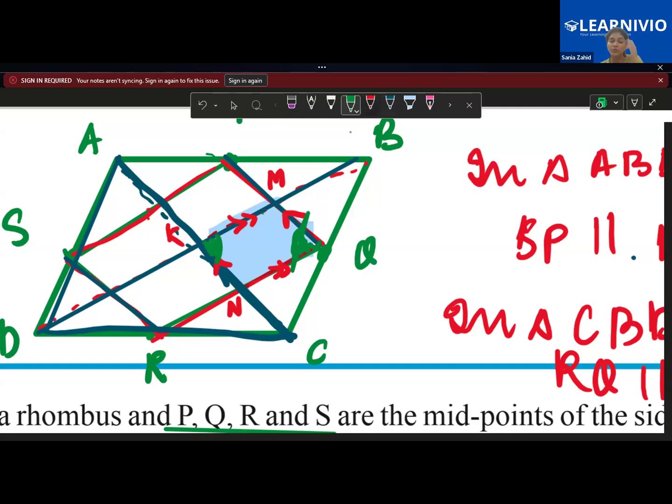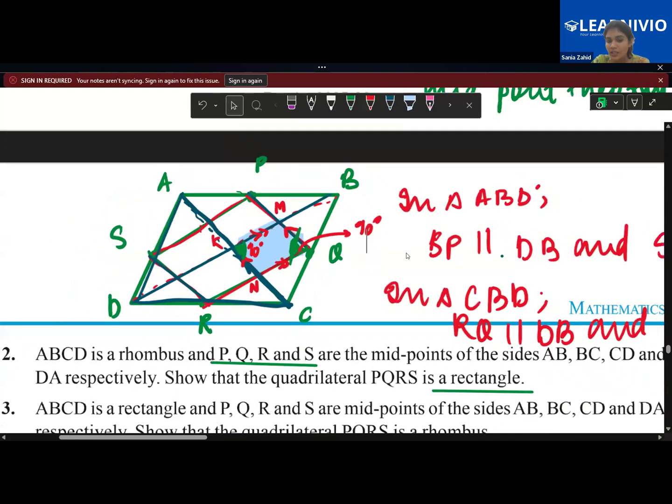Children, one very important thing is that the diagonals of a rhombus bisect at 90 degrees. So do I have this angle as 90 degrees? So this angle also becomes 90 degrees, right? Now you have proved that one angle of a parallelogram is 90 degrees. That means it is very easy. I'm just quickly revising. Listen very carefully.